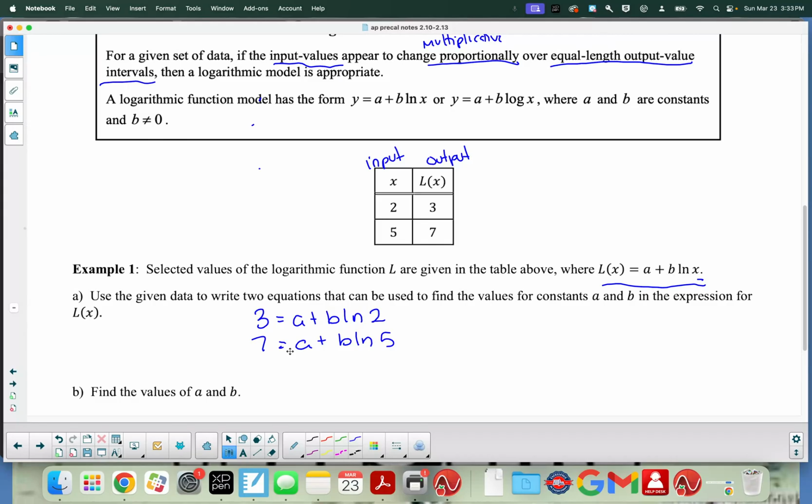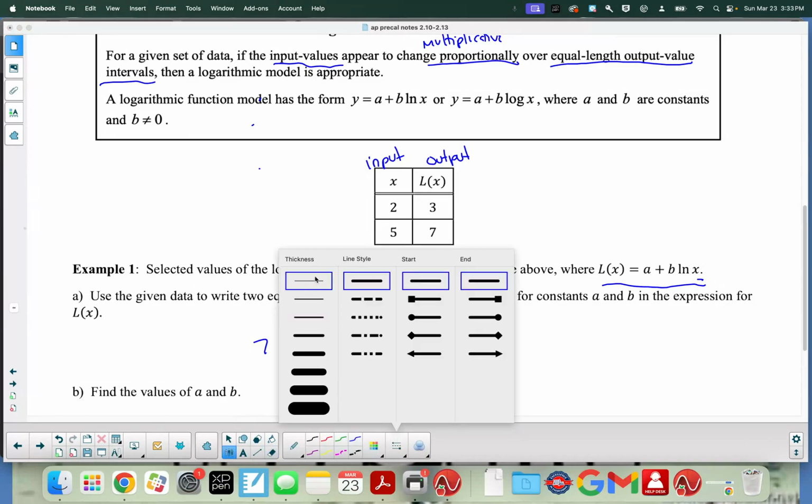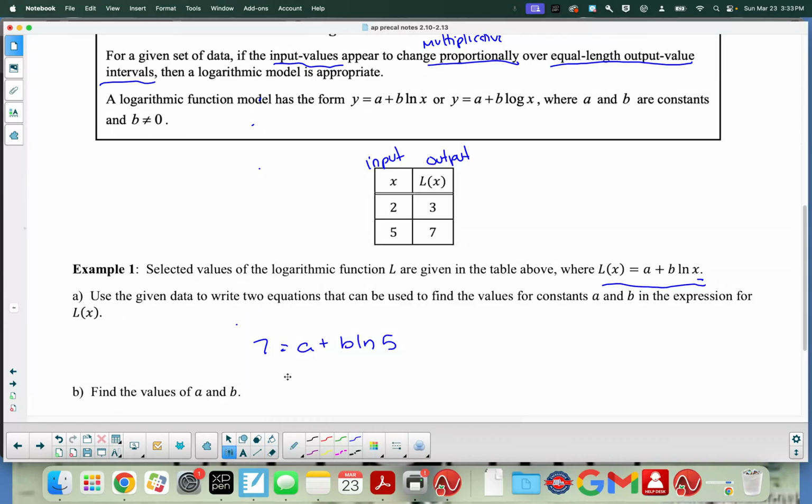Now, the cool part about these is that you can actually treat them like a linear system like we did with the arithmetic sequences. You can actually subtract these two equations. And by the way, I'm going to subtract them the other way because I want the bigger number. You can subtract them just like you would arithmetic sequences to get rid of one variable, which is kind of the point. So let's see, 3 equals a plus b natural log of 2. And I'm just going to subtract these. When I subtract them, my a's are going to cancel and I'll be able to solve for b.